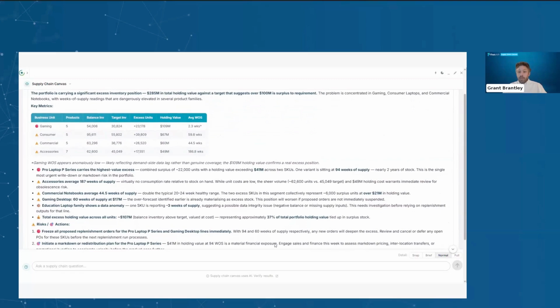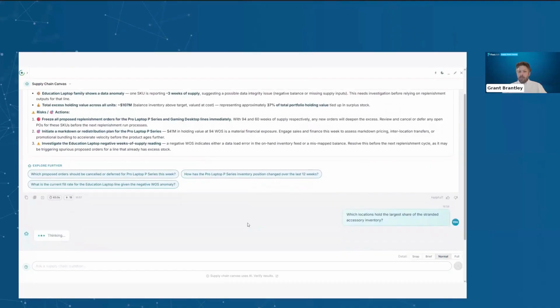So it's concentrated across gaming, consumer laptops, commercial notebooks, and the highest one there is our Prolaptop P series with over $41 million sitting on 94 weeks of inventory. So it breaks it down for us there in the table, gives us all the products within those business units, tells us the overall average weeks of supply and the holding value, all in one table from a single question. Now, if we know what that total is across those different units, the next thing I might want to know is what locations are actually holding the largest share of that stranded inventory.